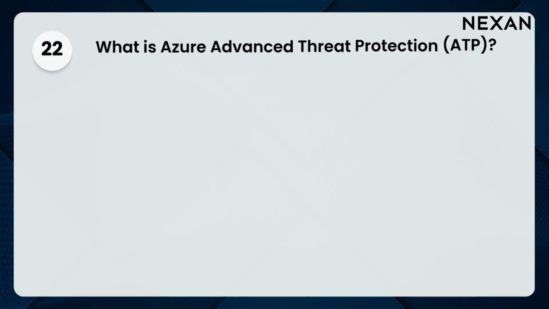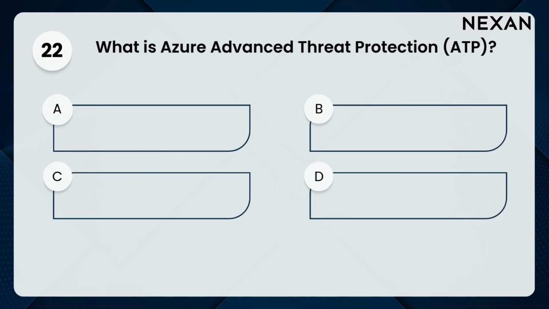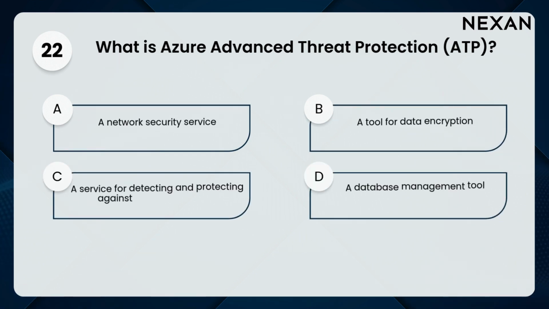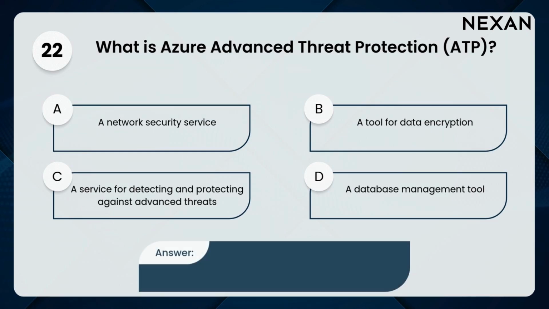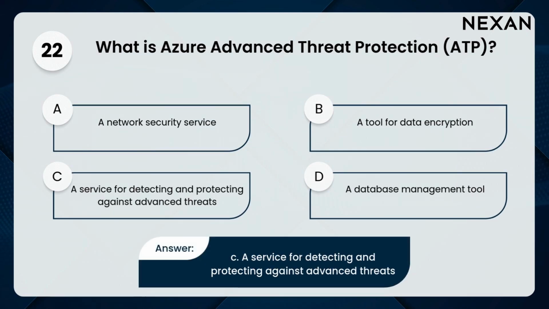22. What is Azure Advanced Threat Protection, ATP? A. A network security service. B. A tool for data encryption. C. A service for detecting and protecting against advanced threats. D. A database management tool. Answer. C. A service for detecting and protecting against advanced threats.